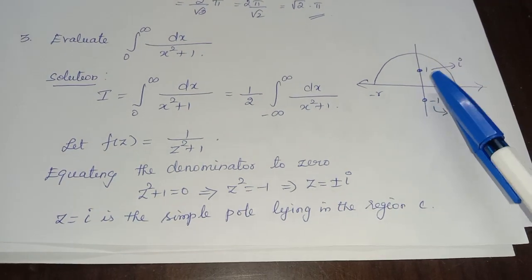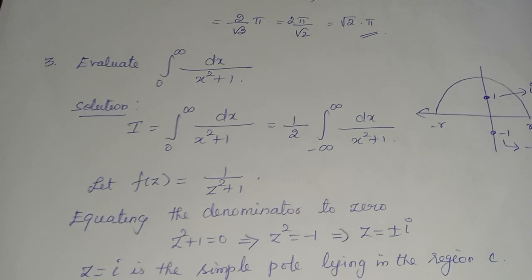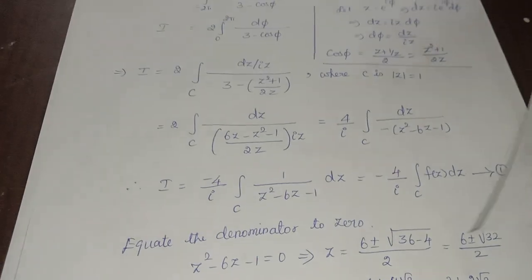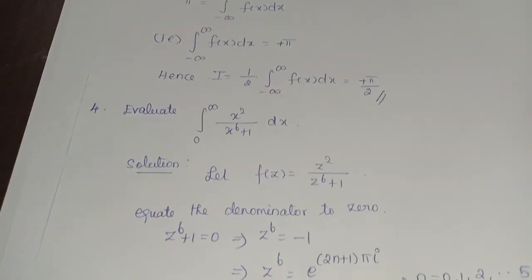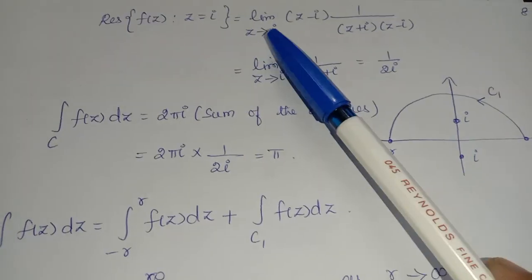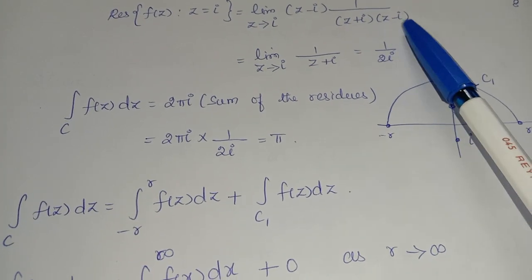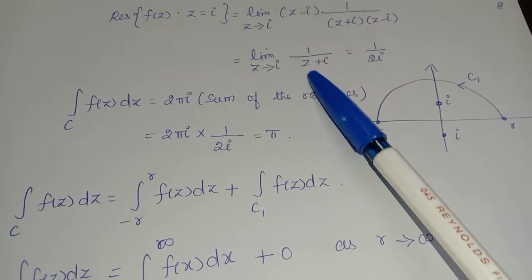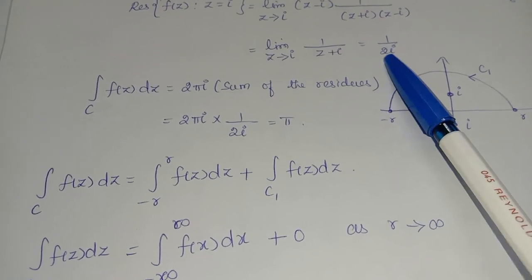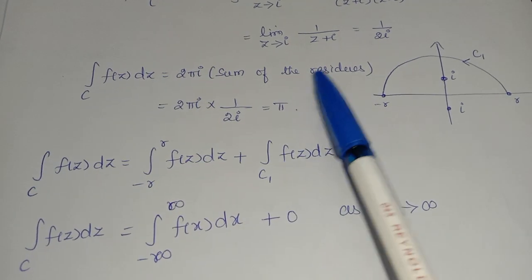So obviously this plus i is lying in the upper half plane and minus i is lying in the lower half plane. So only the plus i you have to take and you have to find the residue only at that point. So residue of f of z at z equal to i equals limit z tends to i, (z minus i) times 1 by (z plus i)(z minus i). So finally 1 by (z plus i), now substitute the limit, it will be 1 by 2i. So integral over C f of z dz equals 2 pi i times the sum of the residues.